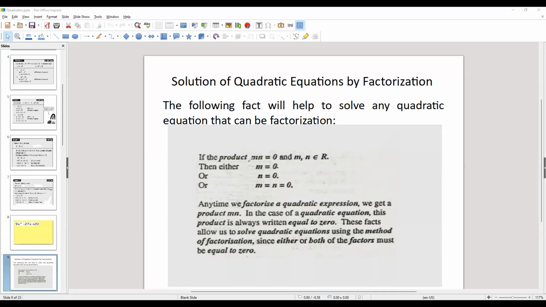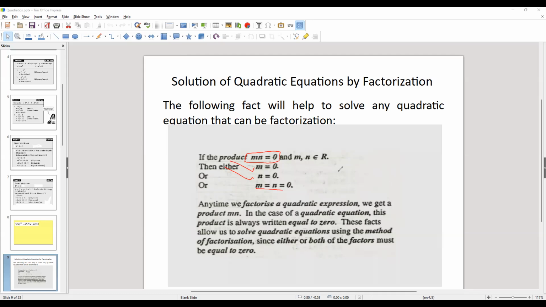The idea basically is saying that if two numbers multiply to give you 0, then either this number is 0 or the other number is 0 or both of them are 0. So if these two numbers m and n multiply to give you 0, then one of them is 0. Now, what is the use of that really?